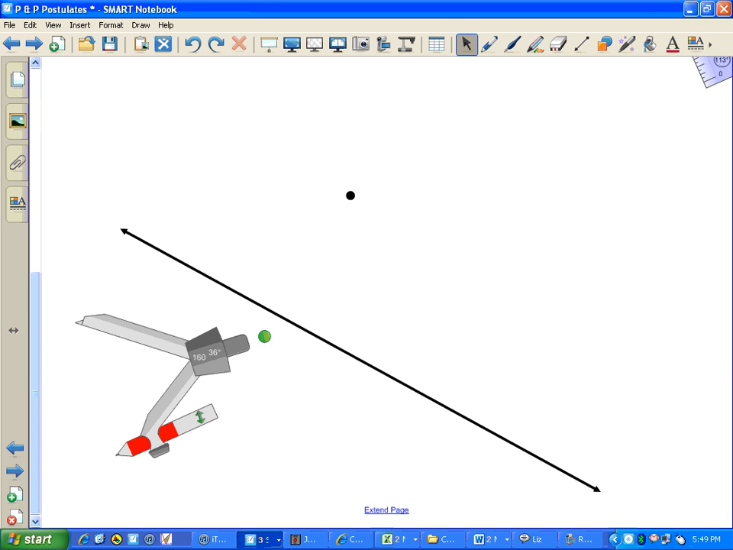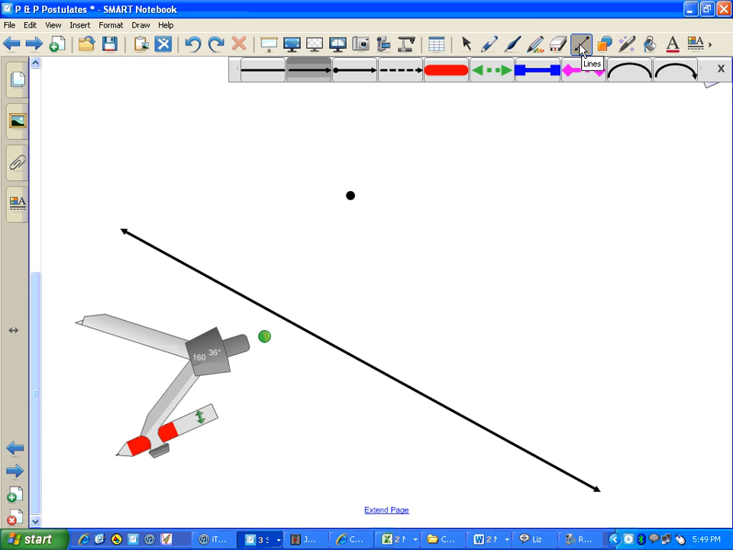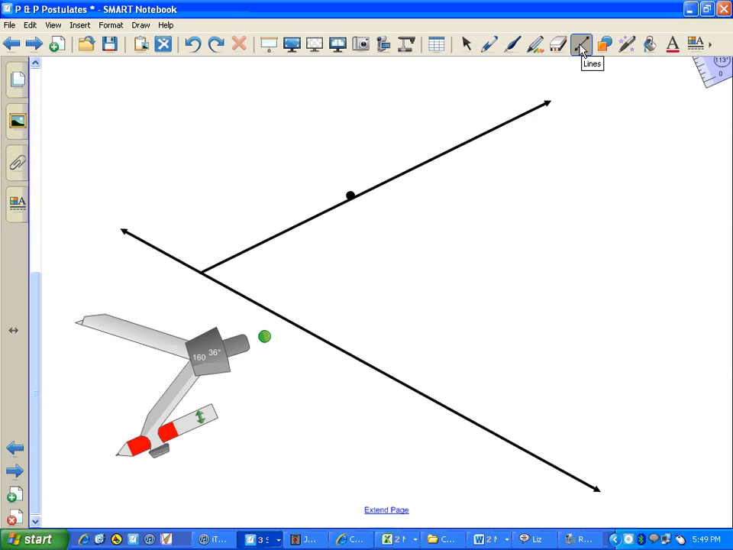Now, this is going to make more sense later in the chapter. We're going to revisit this later in the chapter to talk about why it actually makes a parallel line. But for right now, I'm just going to go through the motions of how you do it. So what you want to do is make an angle using your line and your point. So I'm going to connect my line to my point to make an angle.